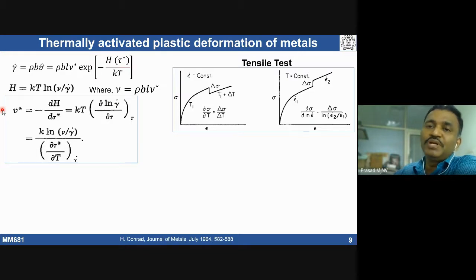Okay, this is how people determine activation volume. This is one of the ways. There are different ways, and this is one of the ways to determine activation volume.